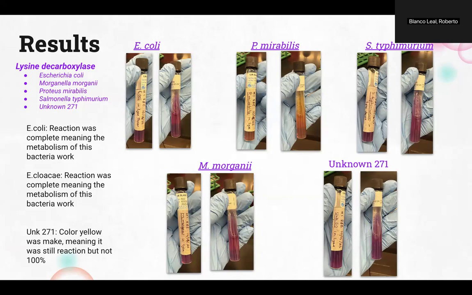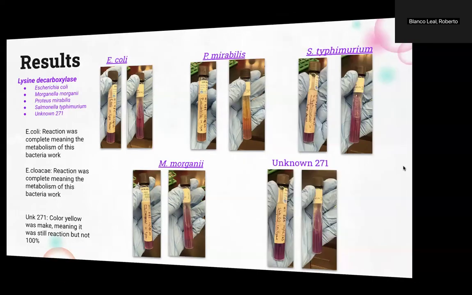And the unknown 271, actually, you can see a change of color to purple. It means it's positive, and you can see growth. So the only one that is negative is going to be P. mirabilis in this case. Actually, it was very interesting. I actually like this one. I just like the color change of every single one to identify if it's gram negative or gram positive.